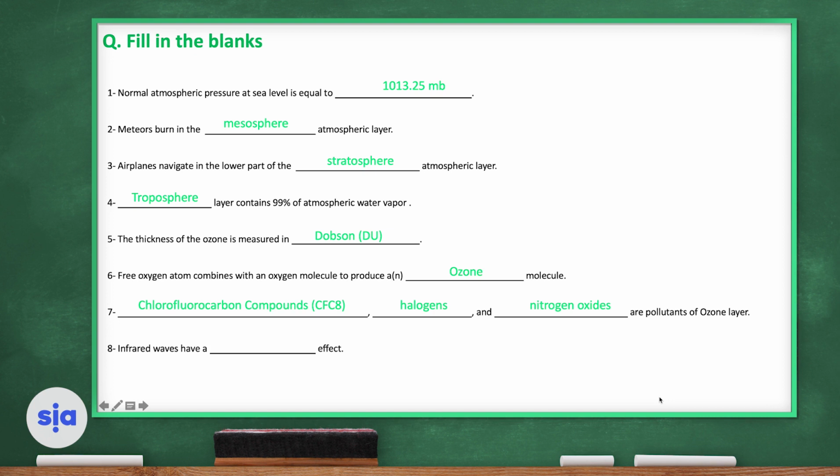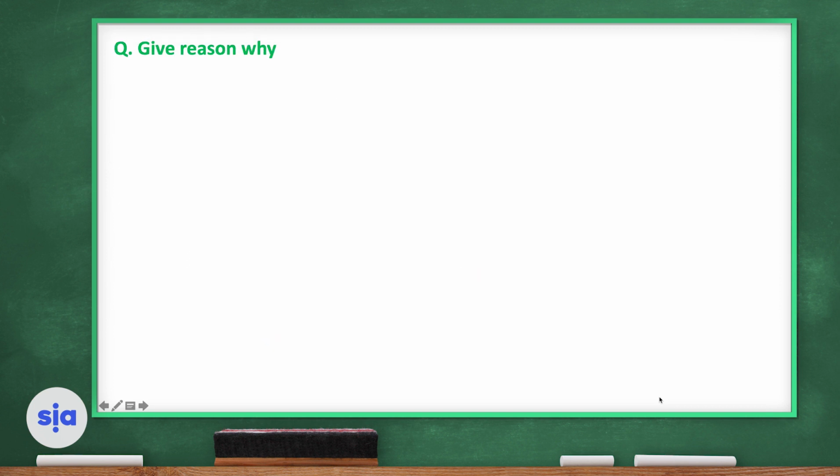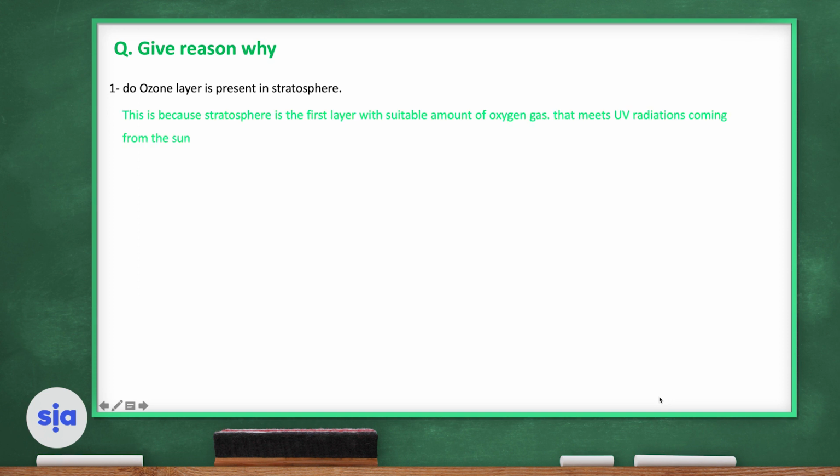Infrared waves have a chemical effect? No. Infrared waves have a thermal effect. Give reason why. Why is the ozone layer present in the stratosphere? I think we said before that the stratosphere has a suitable amount of oxygen gas that will meet the ultraviolet radiations coming from the sun.